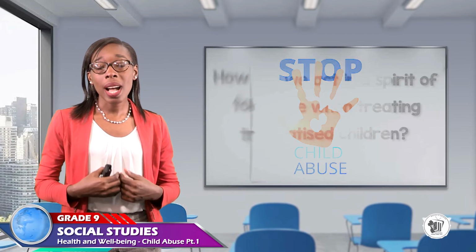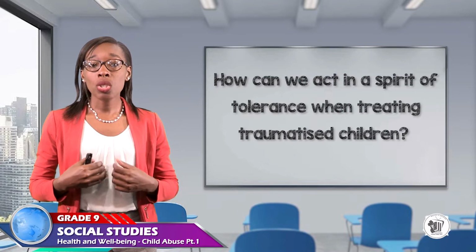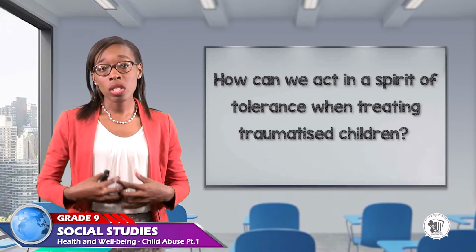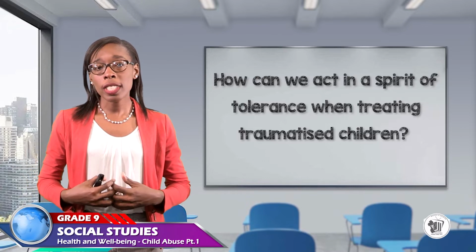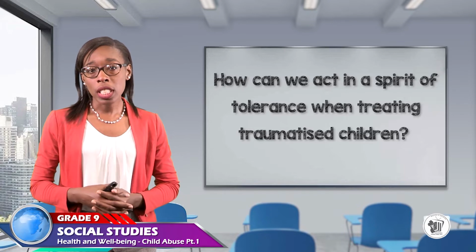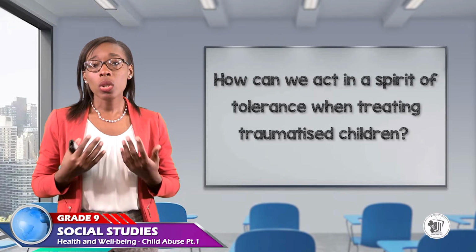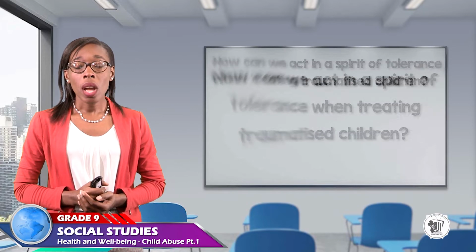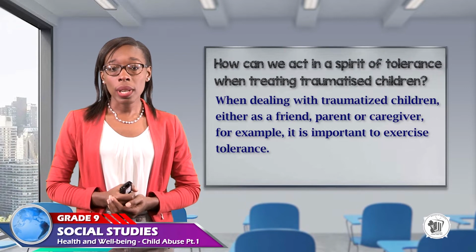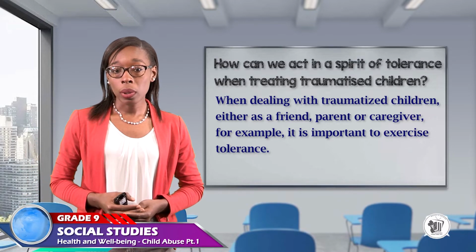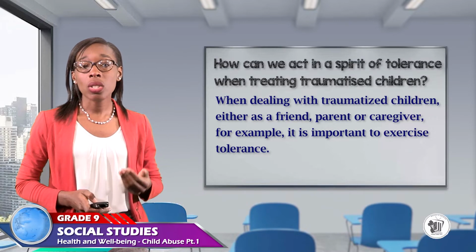So now that we have understood the forms of child abuse, we really want to understand how we can act in a spirit of tolerance when treating with children who are traumatized. Many times, abuse causes trauma. Trauma refers more to the psychological aspect of an individual, and many times, trauma has a long-term effect. So, let's seek to understand a little bit more. When dealing with traumatized children, either as a friend, parent, or caregiver, for example, it is important to exercise tolerance.